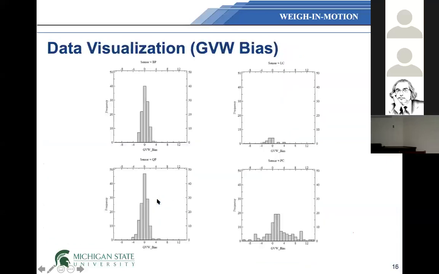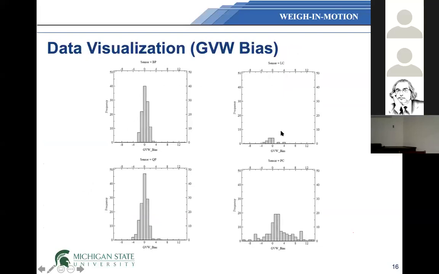So based on this, here is the distribution of the gross vehicle weight bias. You see most of the bias is hovering around 0. If you do a proper calibration, your bias has to be close to 0, because we can eliminate the systematic error. But still we see in some sites there is some bias, and this is because of the sensor. But most of the values are close to 0 for bending plate.